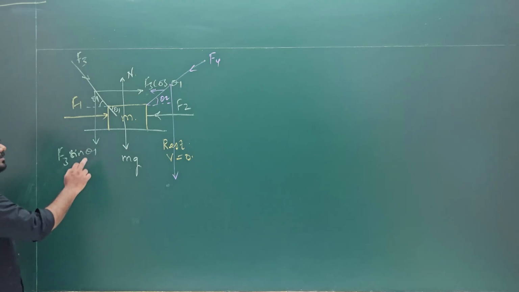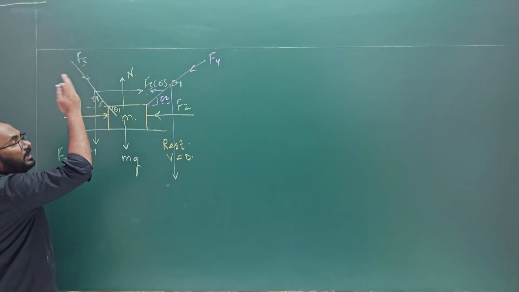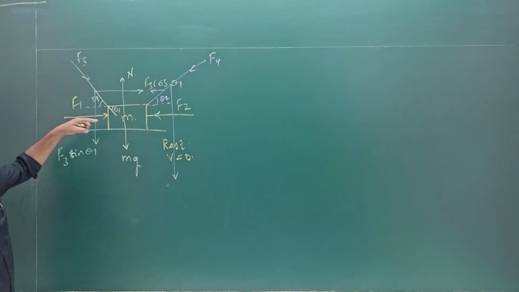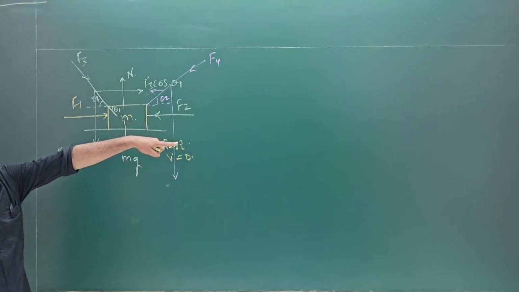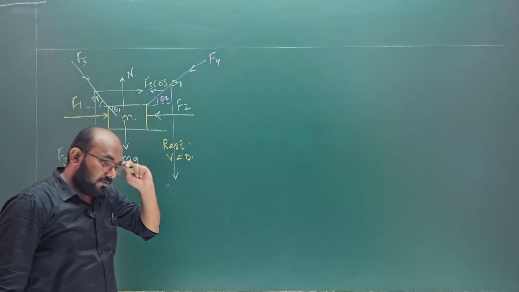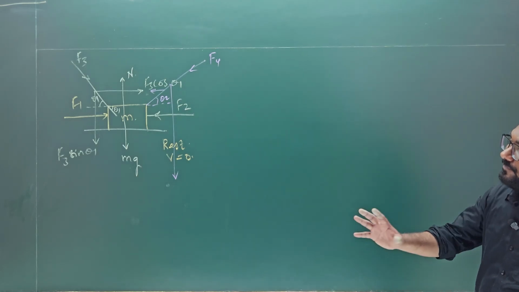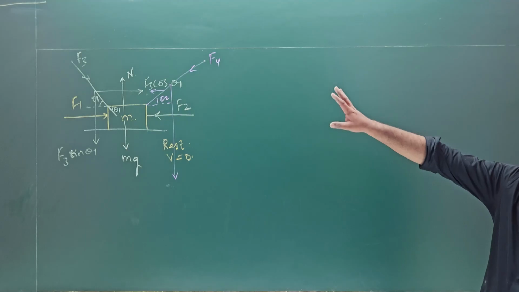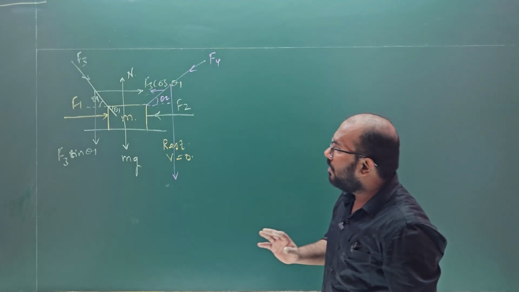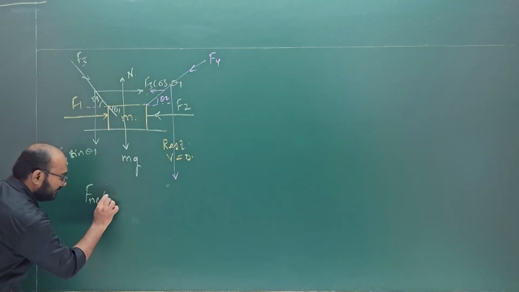Right? Those acting in the downward direction should be taken as negative. Those acting in the upward direction are taken as positive. Yes or no? And the force which is applied in this direction is considered positive, and in this direction considered negative. We all know this. What I want to tell you is that net force means the vector sum of all forces. Vector sum of all forces is called F net. It is represented like this, F net.